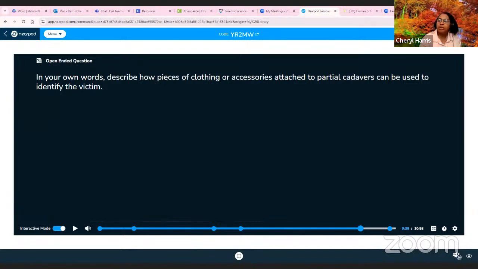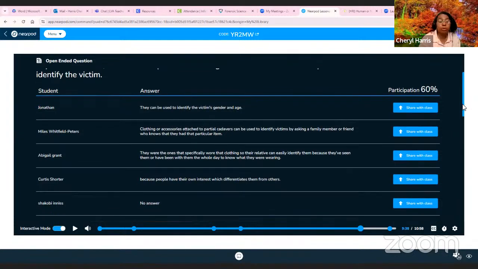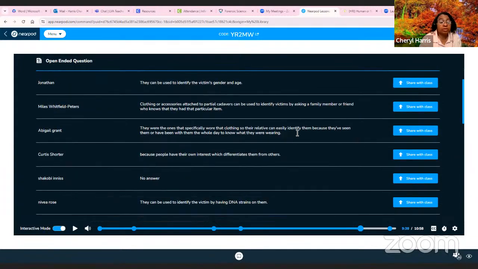All right, let's see how you're doing. They can be used to identify the victim's gender and age, I guess because certain clothing will be typically worn by girls, typically worn by boys. All right, accessories attached to cadavers, asking family. Yes, that's good. Thank you.